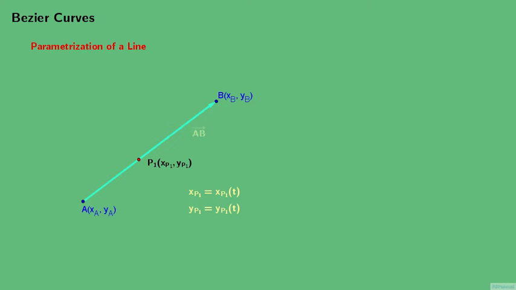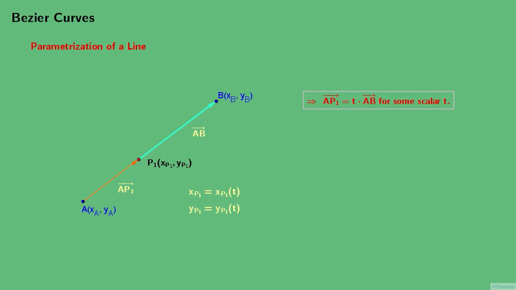Take the vector that starts at A and ends at B, and we'll compare this to the vector A P sub 1. Because the two vectors point in the same direction, we can write the vector A P sub 1 as a scalar multiple of the vector A B, which means that we can find a scalar t such that the vector A P sub 1 is equal to t times A B.